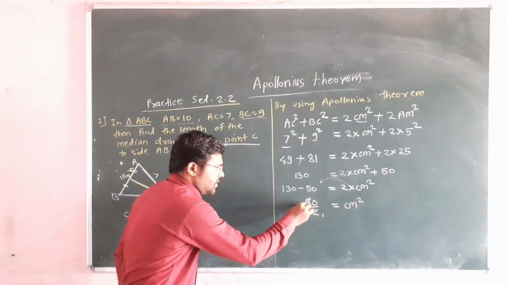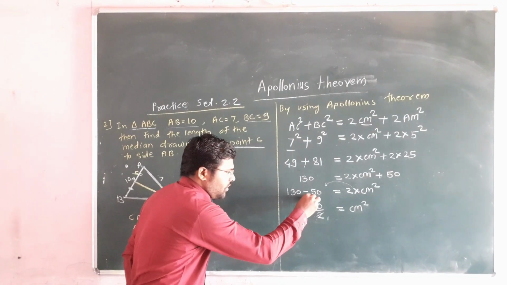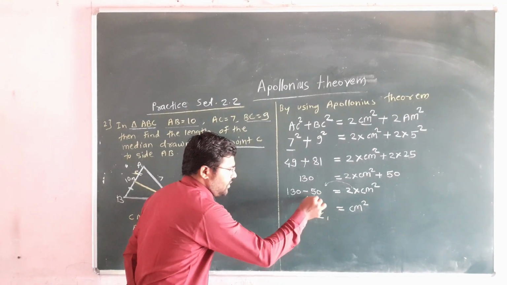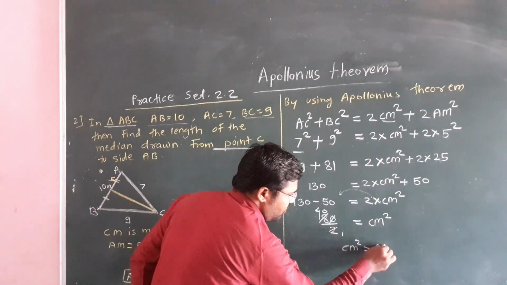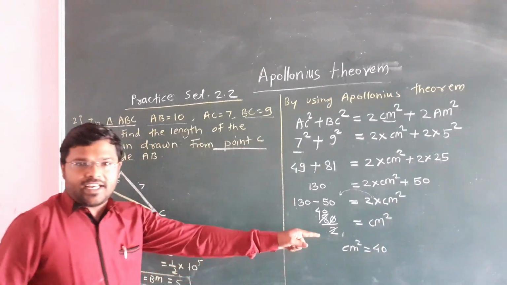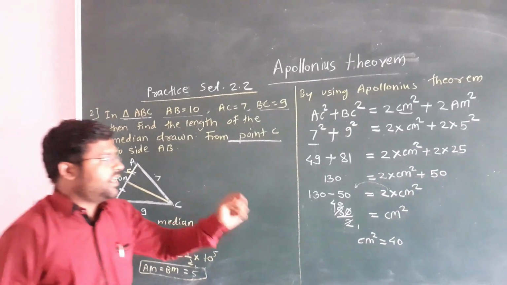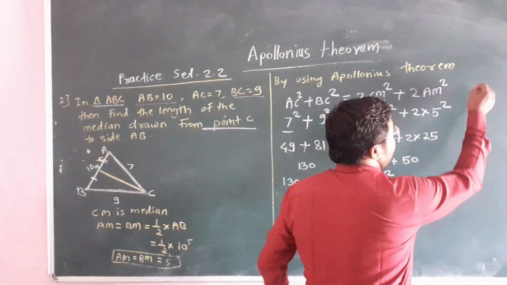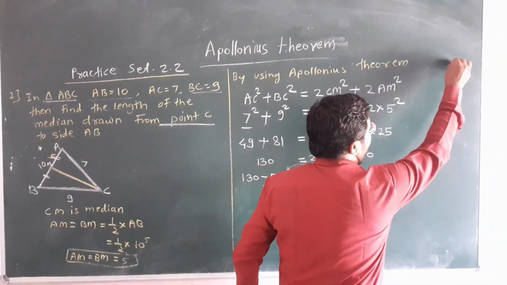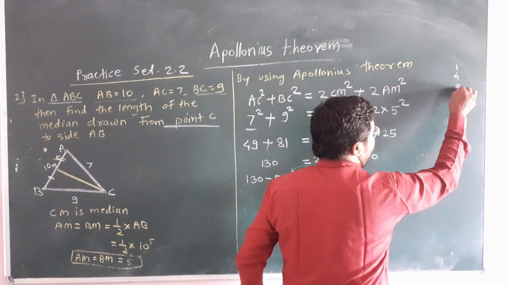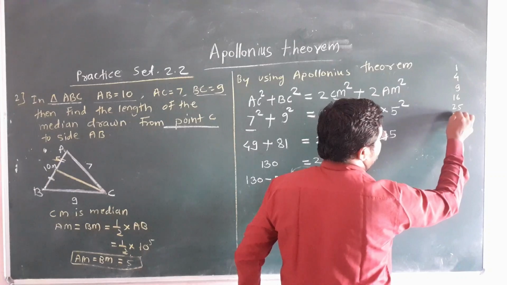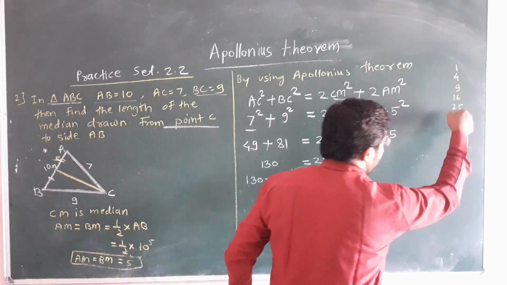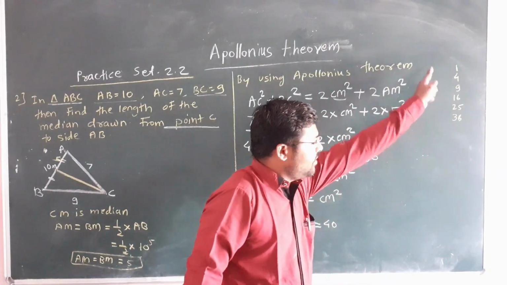2 eights are how many? 2 fours are 8 and 2 zeros are 0. So CM square is equal to 40. Is 40 a square number? The square numbers are 1, 4, 9, 16, 25, 36. Okay, 36 is less than 40.